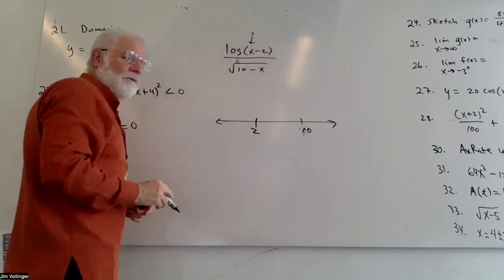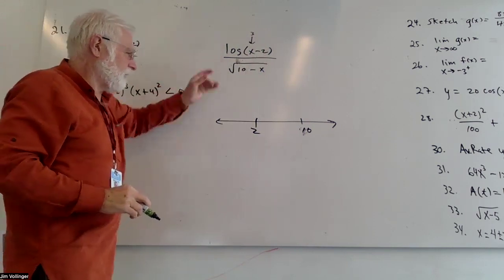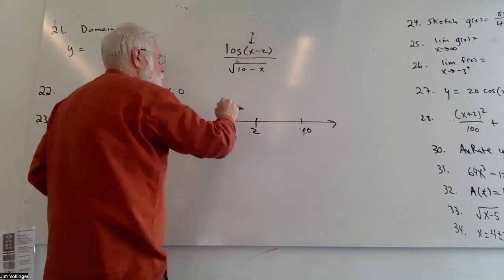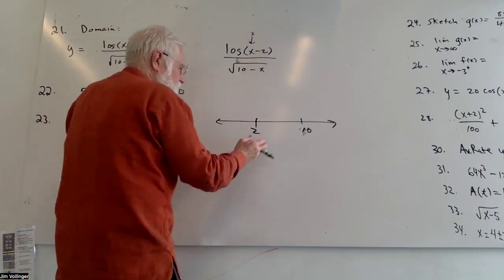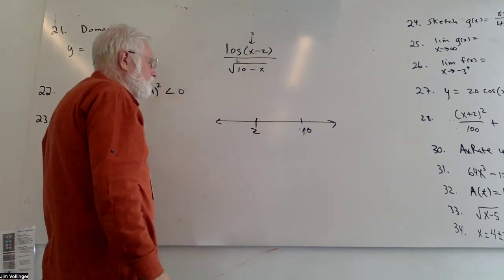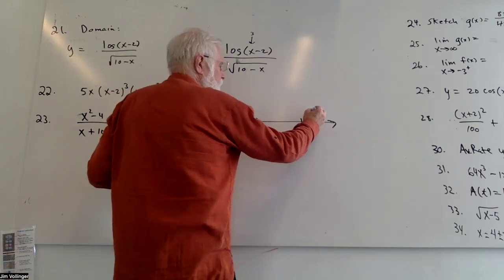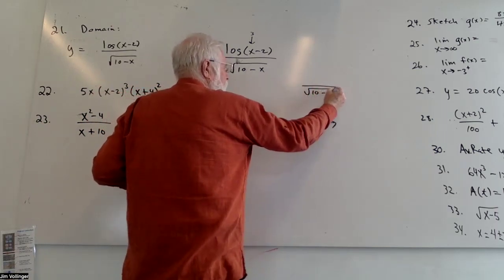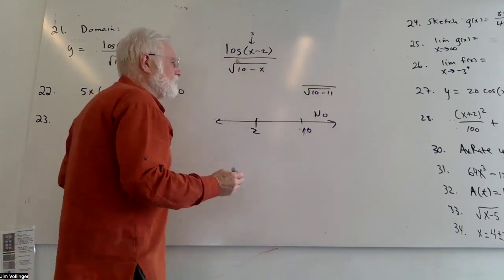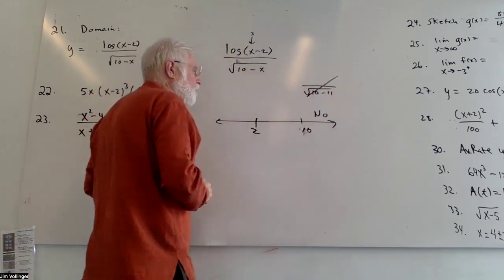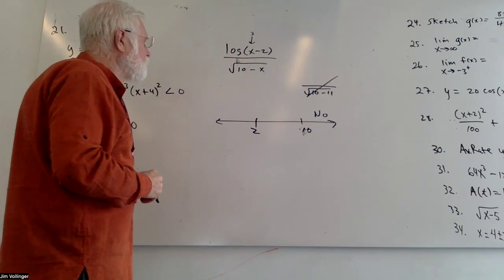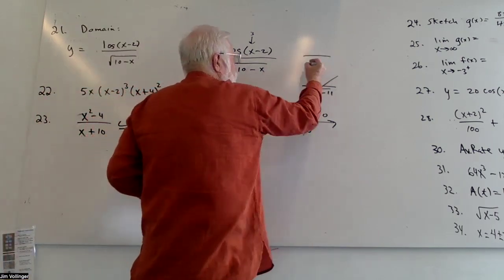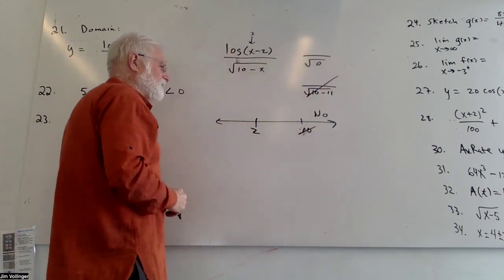It might become critical if this was in the denominator, but it's not critical now because log 1 is 0, right? So we're making zeros. Those are what we're using as critical numbers here. So can I use numbers bigger than 10? No, right? The denominator, the square root of 10 minus 11, for instance, I can't use that because that's not going to show up on the Cartesian coordinate system. Can I use the number 10? No, because I can't divide by the square root of 0. I can't divide by 0.